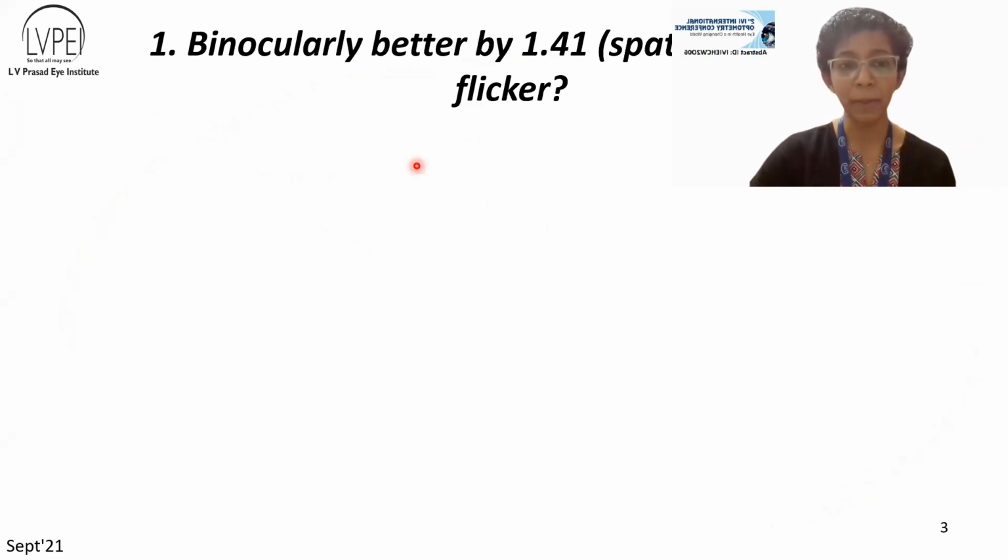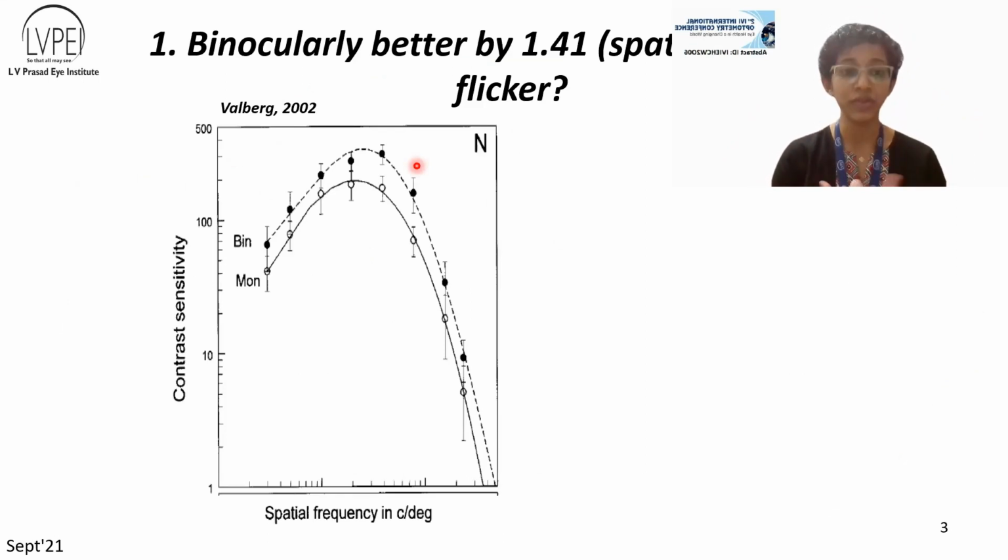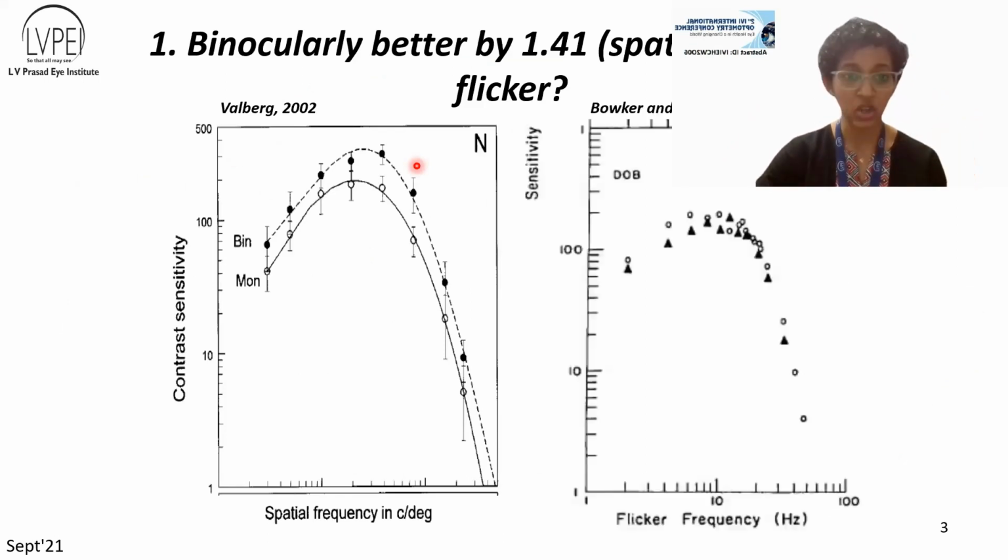For a comparison, take any visual function that we measure, say the spatial contrast sensitivity function on one hand, and the temporal contrast sensitivity function on the other hand. We can clearly see that monocular performance and binocular performance do vary in both domains. The difference is that in the spatial domain, we know it's 41% better binocularly than monocular viewing. On the other hand, in the temporal domain, we do not have such a value or quantification that could say how much we are performing better binocularly.